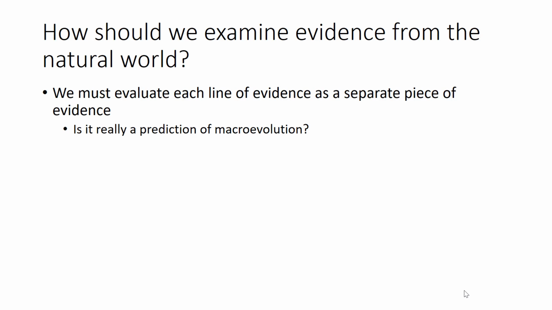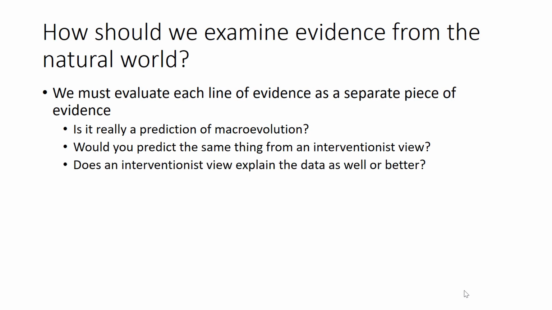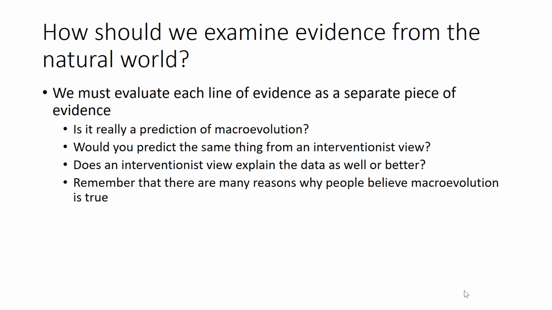And so as we go through here, we're going to ask, are these really scars, are these really what you would predict from macroevolution? We're also going to ask, would we predict the very same thing from an interventionist view? We'll ask this question, does an interventionist view actually explain the data as well or even better than a methodological naturalism view? And we need to keep in mind that there are many reasons why somebody would believe macroevolution and universal common descent is true. The chapter makes a big point of this. You need to understand that there are many reasons to believe this.